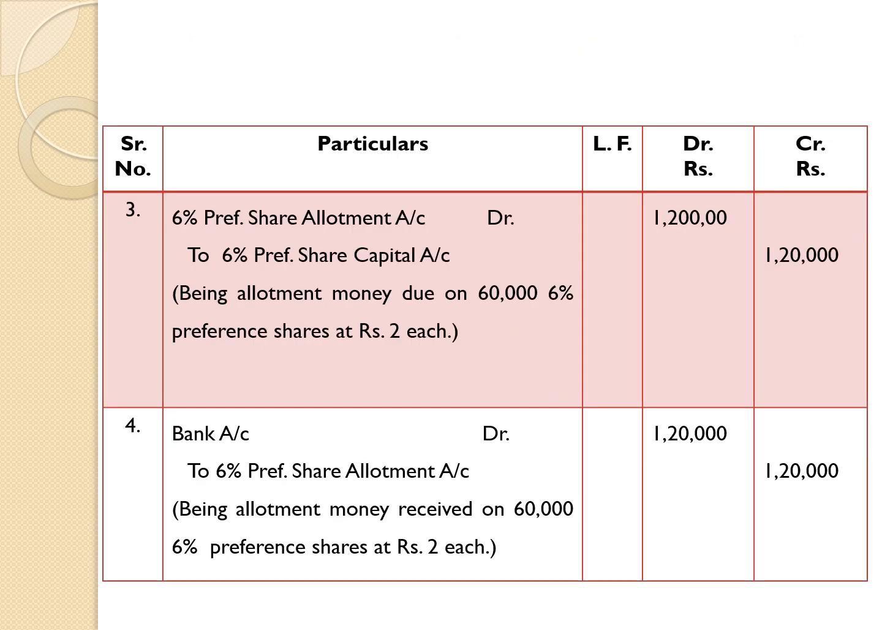Then another stage, stage number 2, allotment. In respect of allotment, we are going to pass two entries, of which entry number 1 is related to allotment money due and entry number 2 is related to recording allotment money received. Therefore, see entry number 3 here, allotment money due on 60,000 6% preference shares at rupees 2 each.